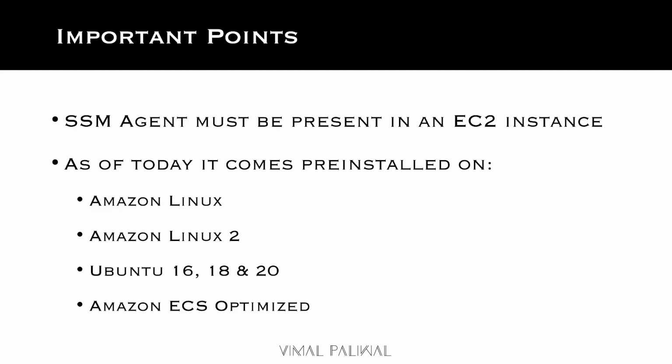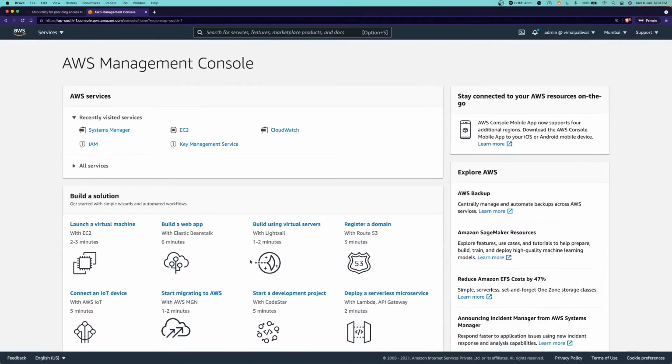As of today, Amazon Linux, Amazon Linux 2, Ubuntu 16, 18, 20, and ECS optimized AMI come pre-installed with the SSM agent. For this lab, I'll be using Amazon Linux 2 as a base AMI. So let's get started. I'll head over to my AWS console.